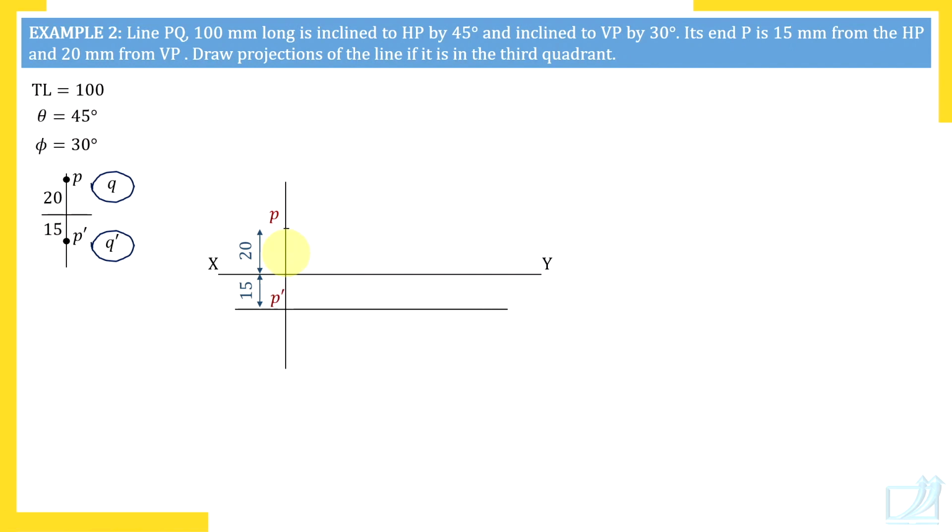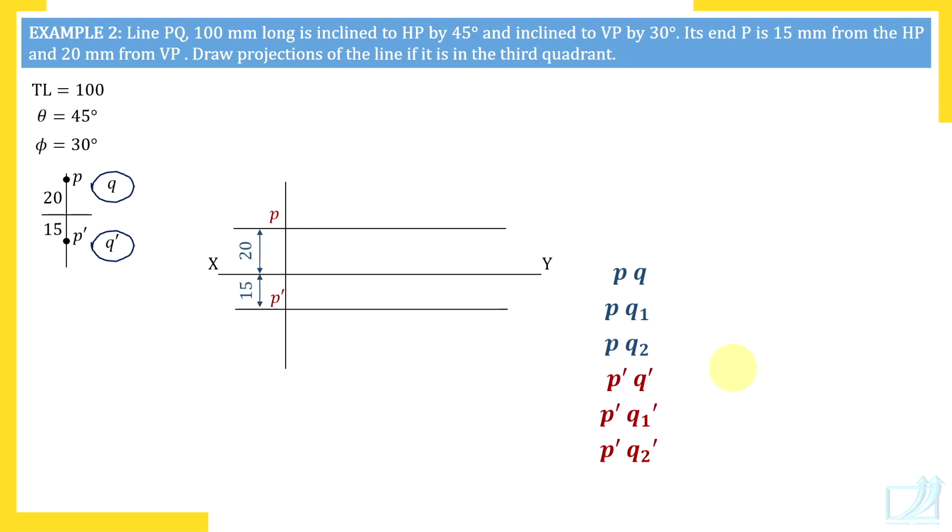So draw a horizontal line through P dash and a horizontal line through P. This is how we start solving problems. Then what our logic is, listen. Finally, there will be 6 views in your drawing. Which 6 views? PQ, PQ1, PQ2, P dash Q dash, P dash Q1 dash and P dash Q2 dash.